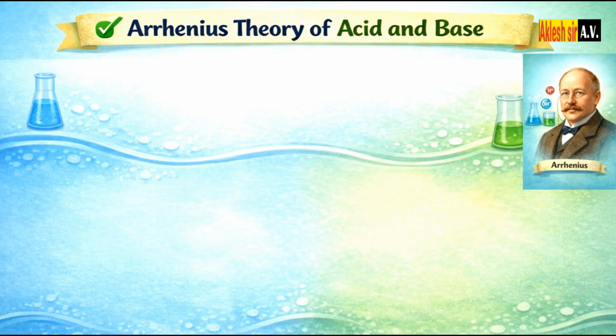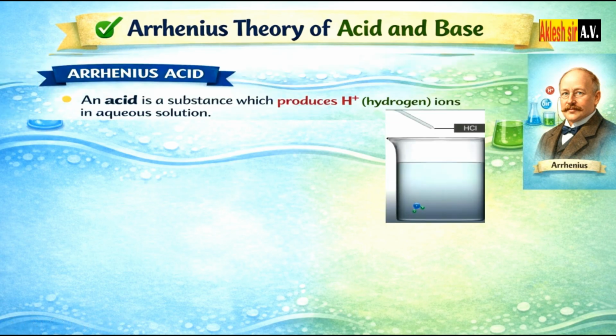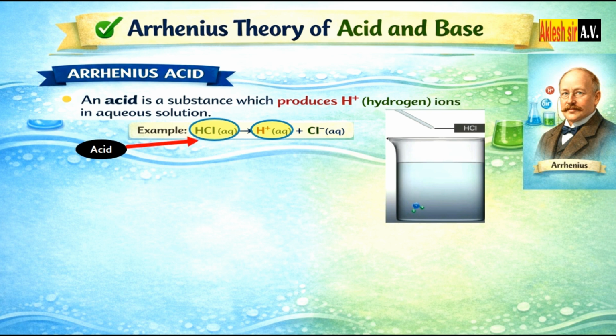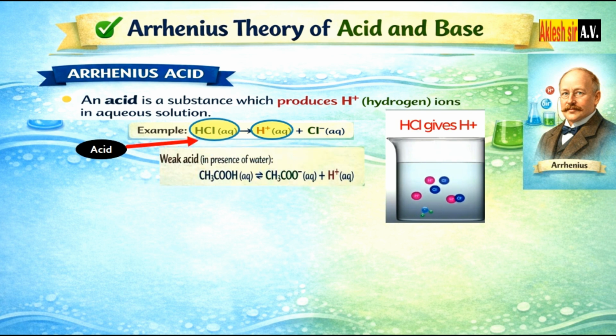Arrhenius theory of acid and base. An acid is a substance which produces hydrogen and gives rise to H+ ions in aqueous solution. Here HCl, when added in aqueous solution, gives H+ ion and Cl- ion. Since HCl produces H+ ion, HCl is an acid. One more example, a weak acid, acetic acid, CH3COOH. When added in water, it gives H+ ion.